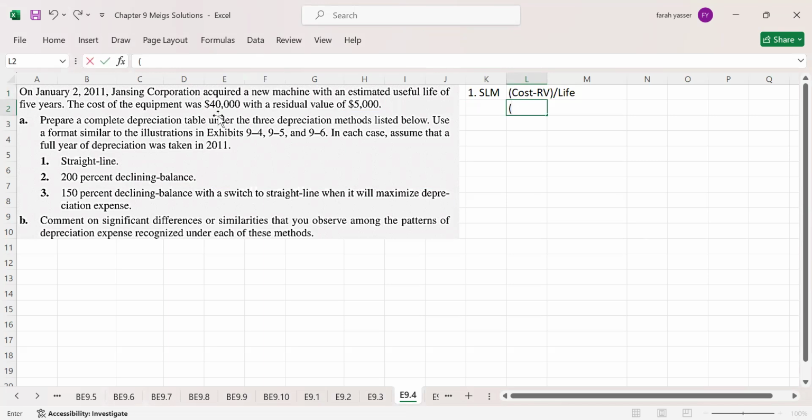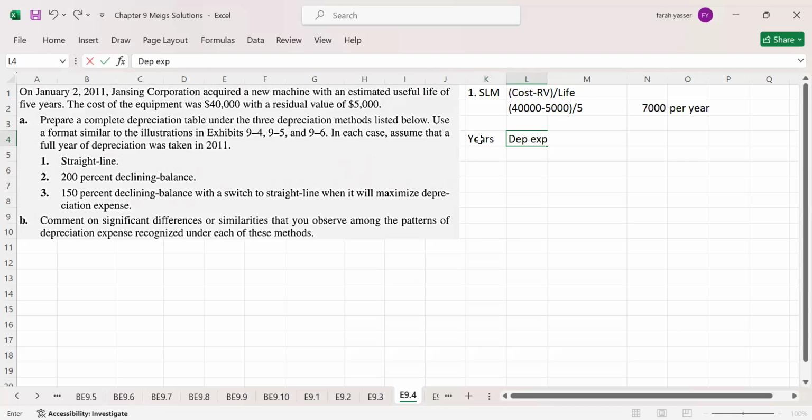In this case, the cost is 40,000. So we take 40,000 minus residual value, which is 5,000, divided by useful life, which is 5 years. So the straight line depreciation would be $7,000 per year.